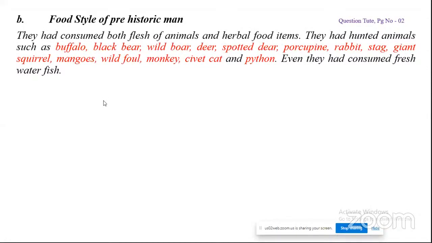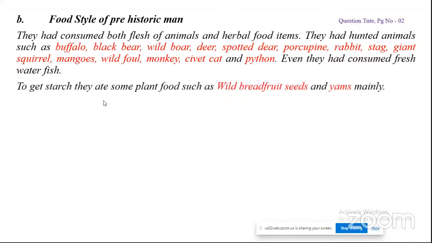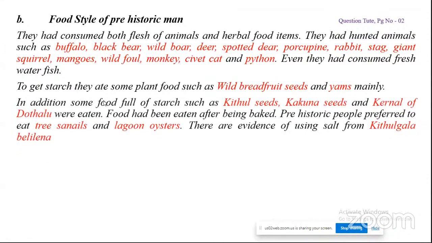items. They had hunted animals like buffalo, black bear, wild boar, deer, spotted deer, porcupine, rabbit, stag, giant squirrel, mongoose, wild fowl, monkey, civet cat, python. Even they had consumed freshwater fish. If you can't remember every name of every animal, you can write animals like and give some examples. Even to get starch, they ate some plant food such as wild breadfruit seeds and yams mainly. In addition, some food full of starch such as kittul seeds, coconut seeds, and kernel of dotul were eaten.